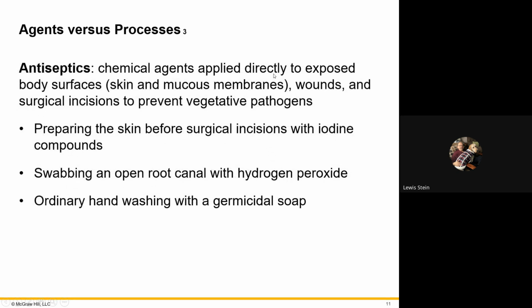So antiseptics directly expose wounds, skin and mucous membranes, surgical incisions, repairing the skin. We'll talk about that with iodine-based compounds, open root canal with hydrogen peroxide, ordinary hand washing. And it'd be nice to have a germicidal soap. It's not requisite to have a germicidal soap. Plain water works and good old soap and water works. I mean, do people still use bar soap? We still do. My wife likes a certain kind of bar soap in the shower.